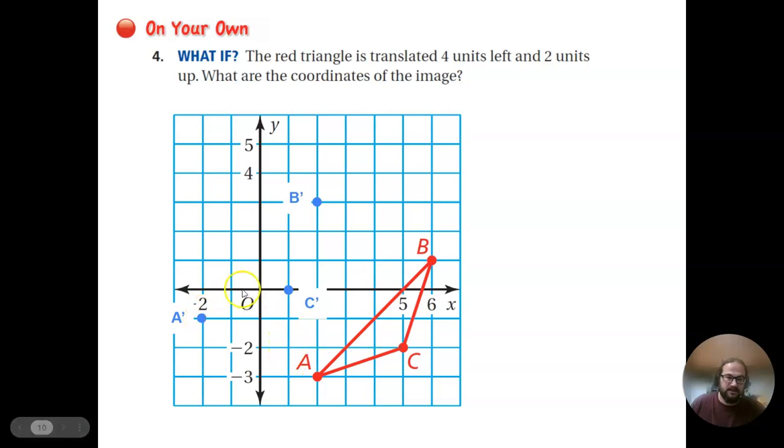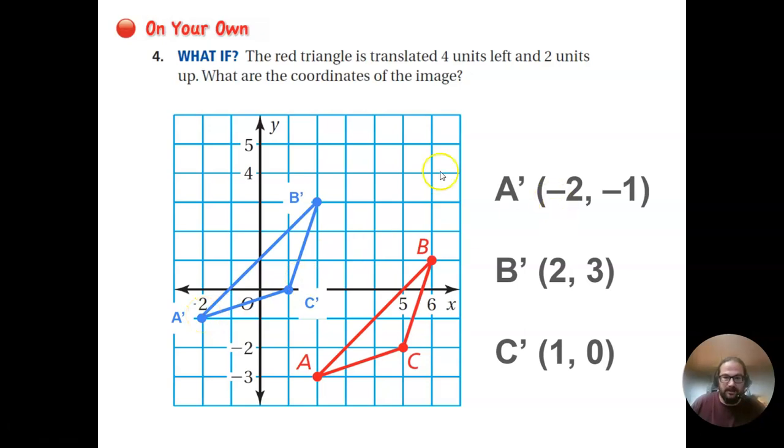Now we need to just connect the vertices. That gives us our triangle. And then say what the coordinates are. A prime is from the origin, 2 units left, 1 unit down. So that would be (-2, -1).